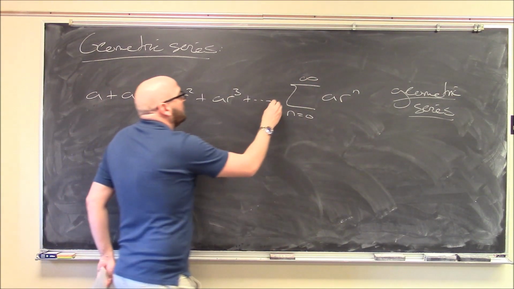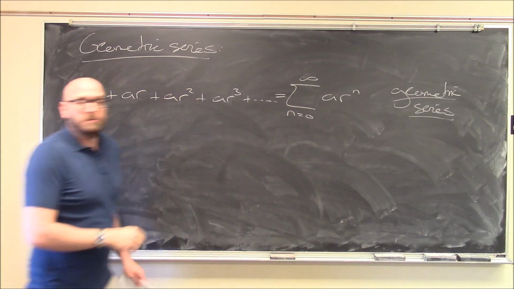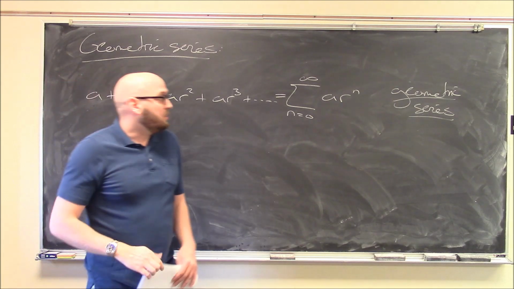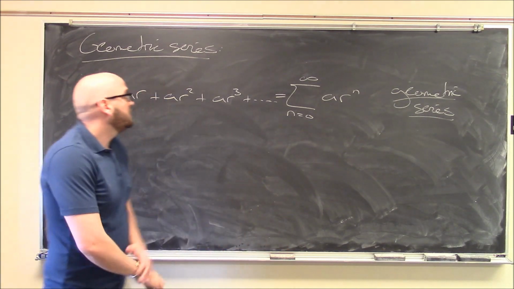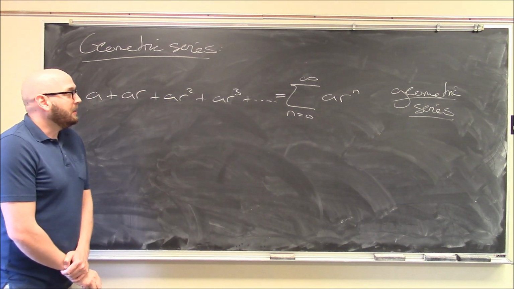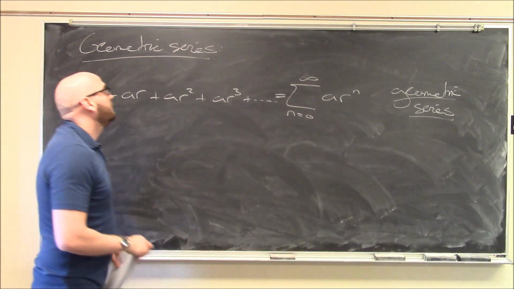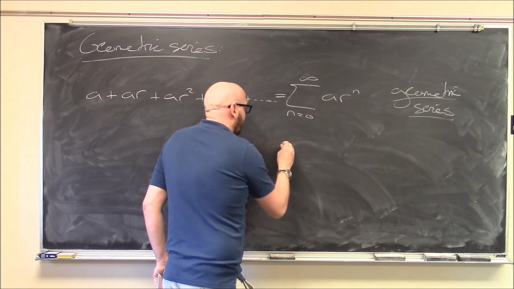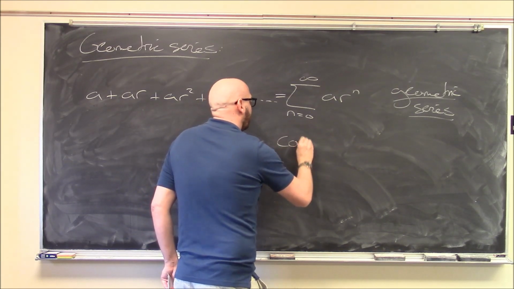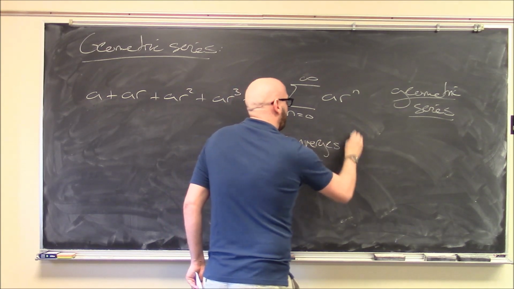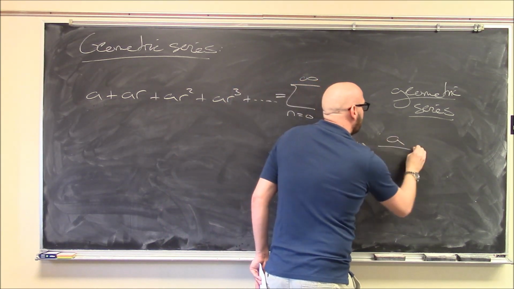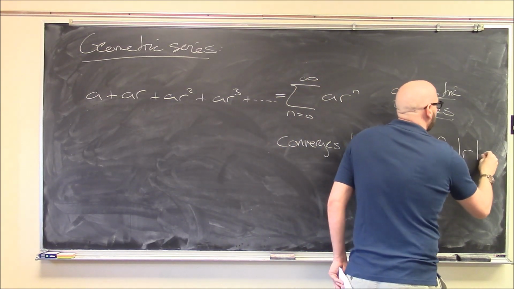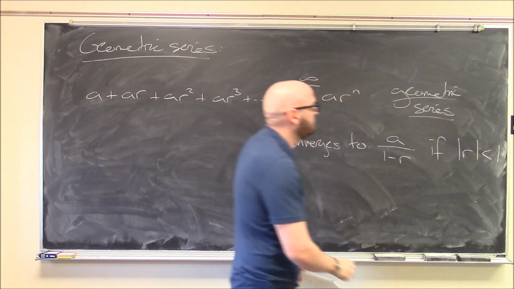Oh, I shouldn't say dot, dot, dot. It equals this. Okay. And it turns out geometric series are particularly nice because I can tell you exactly when it converges and when it doesn't converge. And not only that, I can tell you if it does converge, the exact value that it converges to. And here's the answer. This converges to a over 1 minus r if the absolute value of r is less than 1.